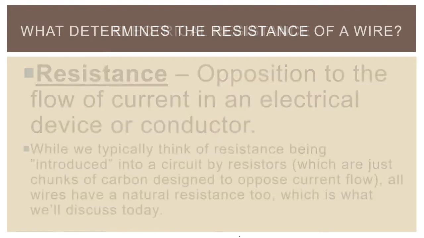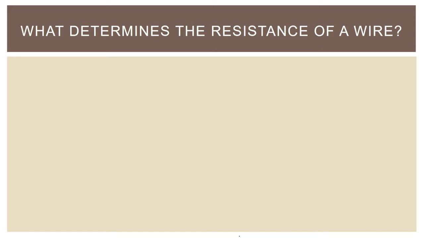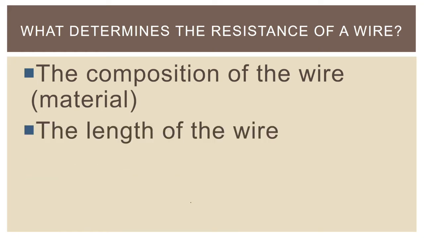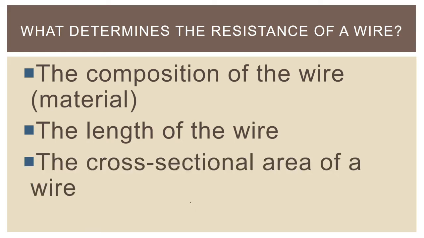All right, so now we can ask what I think is a pretty obvious question at this point. If we're talking about the resistance of a wire, it would probably be a pretty smart idea to ask the question, what determines the resistance of a wire? The answer is pretty straightforward. There are 3 things. The composition of the wire, or in other words, the material the wire is made of, determines its resistance. Certain materials have more resistance, certain ones have less. The length of the wire determines the resistance, and the cross-sectional area of the wire determines its resistance.